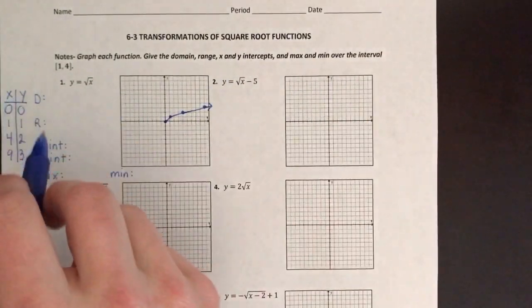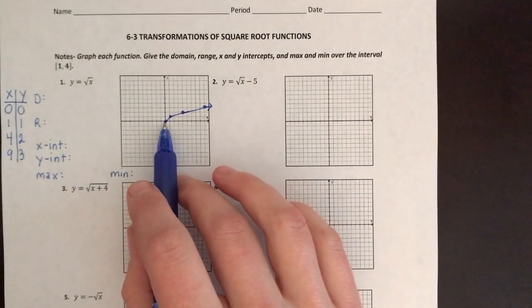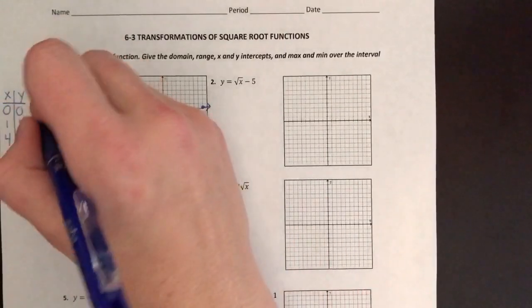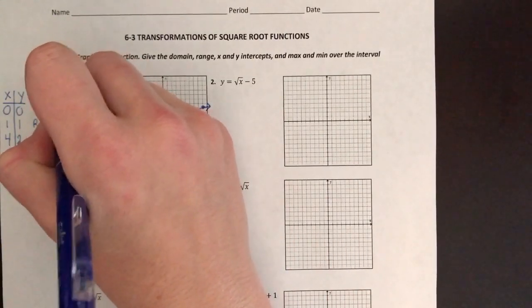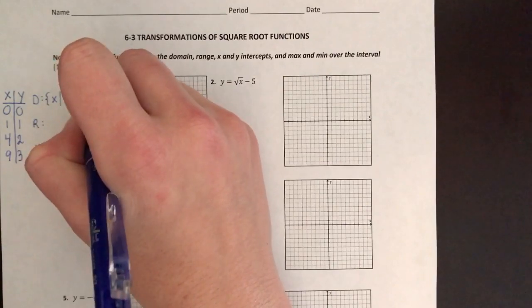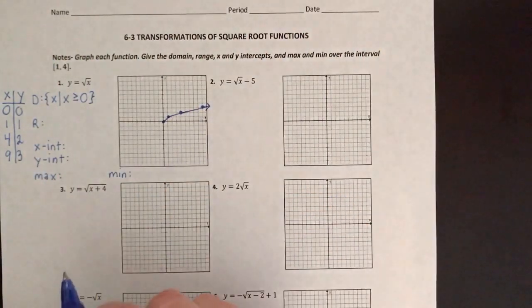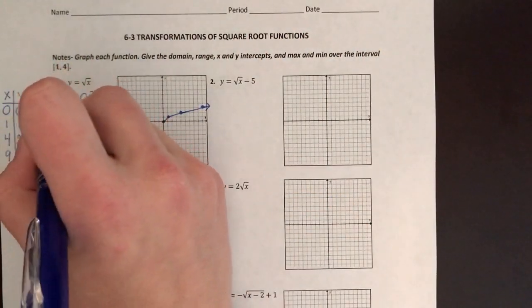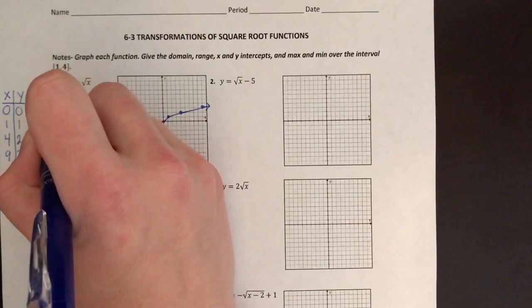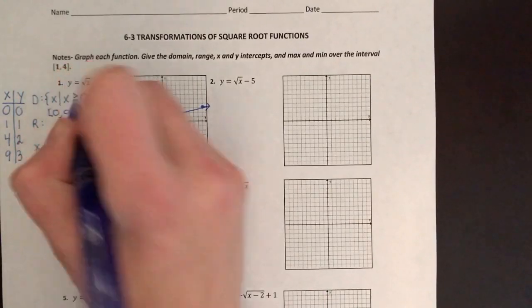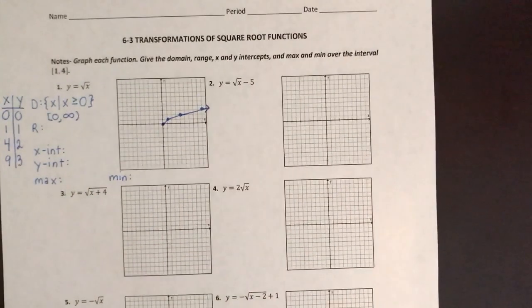Okay, so now let's talk domain and range. So the domain of this graph, because it starts at 0, is going to be x such that x is all numbers greater than or equal to 0. It's going to go on forever to the right. So you would write that in interval notation saying it starts at 0, goes to infinity. Starts at 0 and includes 0, and goes to infinity.